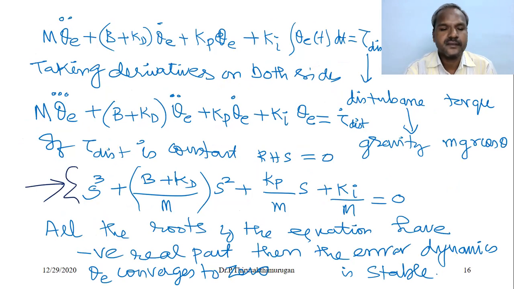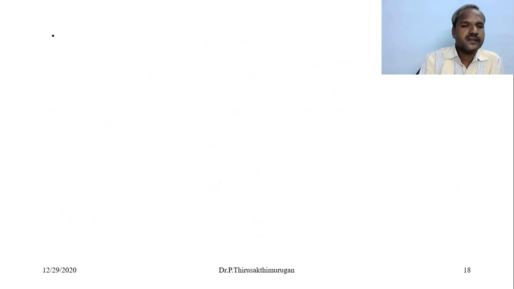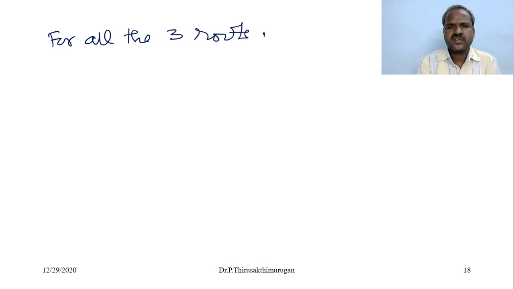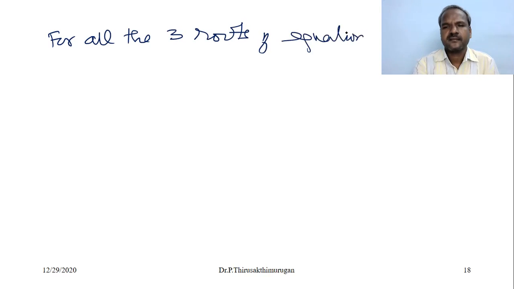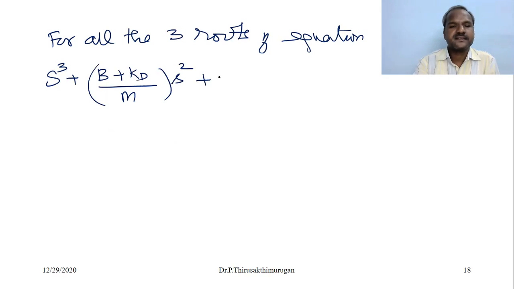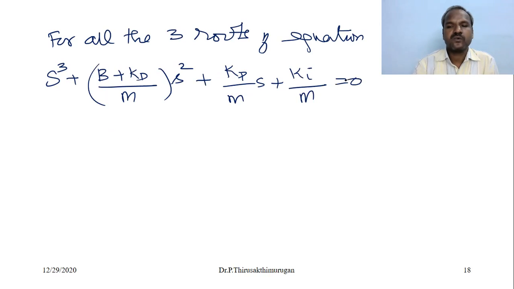So see that equation. Let us write here. For all the three roots of the equation, S cubed plus (B plus KD by M) S squared plus KP by M S plus KI by M equal to 0. Okay. So the roots of the equation have negative real component. The following conditions on the control gains must be satisfied for the stability.